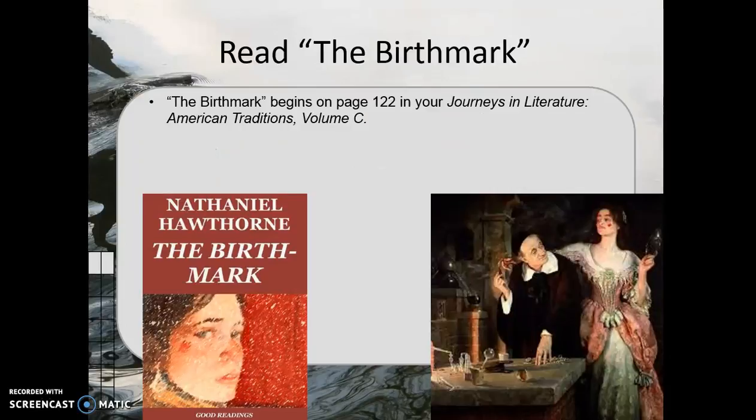So you're going to be reading The Birthmark by Nathaniel Hawthorne. And this is on page 122 in your literature book, if you have a physical copy of that, or you can go to our course materials and look at the online version. It's both on page 122 there. So I want you to be thinking about what we just talked about, and you can go back in this recording and look at what we talked about with the dark romantics, and think about how Hawthorne is showing this in this story, The Birthmark.